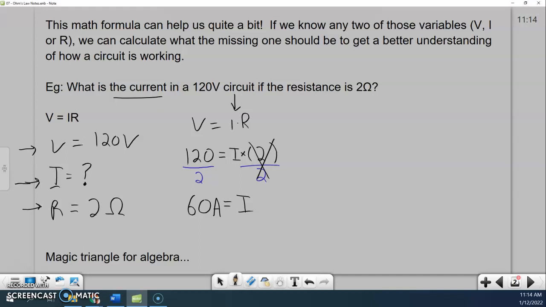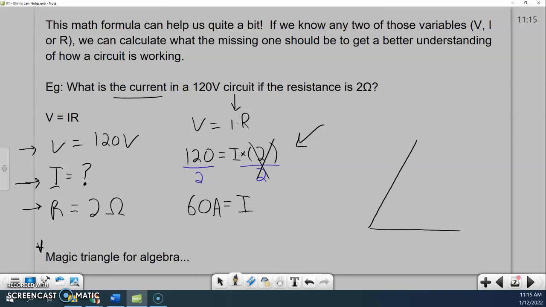Now, if you are good at algebra, I encourage you to solve it exactly this way. It's the easiest way to solve these things. Plug them in, divide if you have to, figure out what you're doing. Do it the way you normally would in math. But if math is not your thing, if math is really tricky, I'm going to show you a magic triangle for algebra.